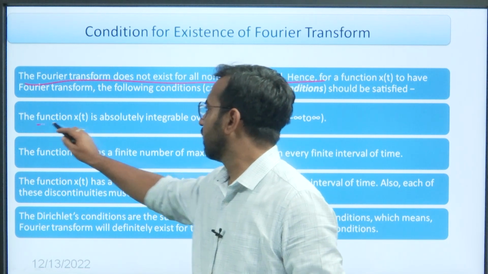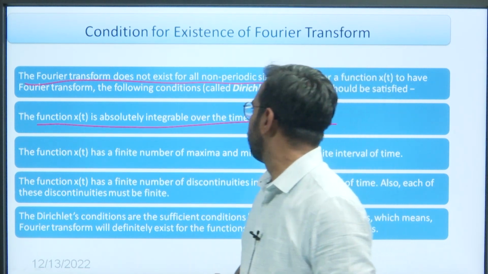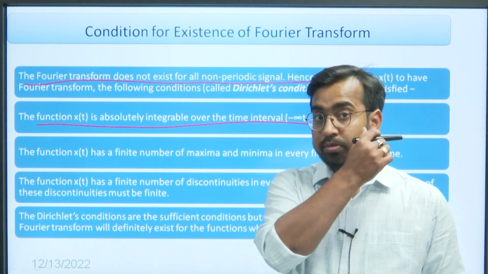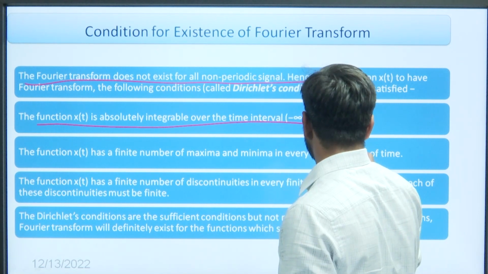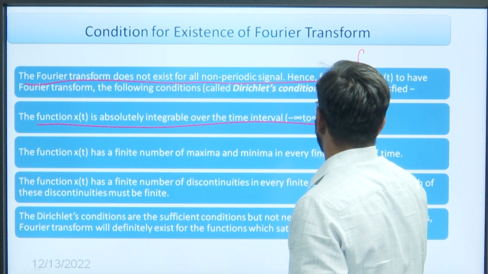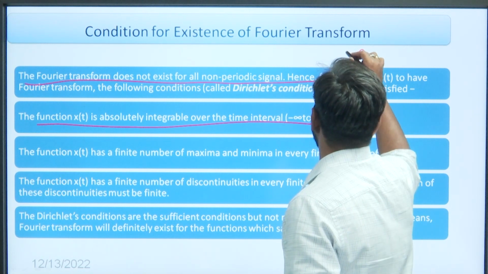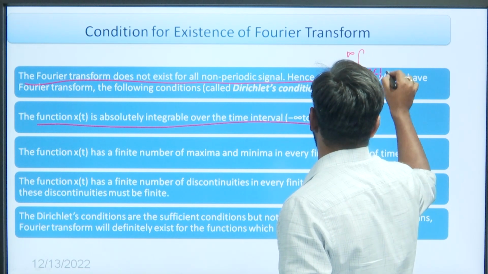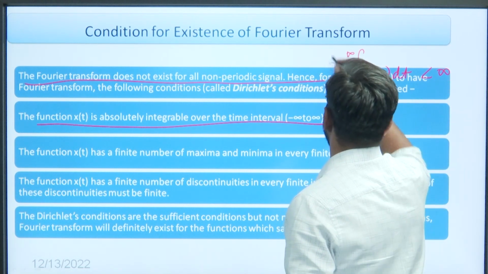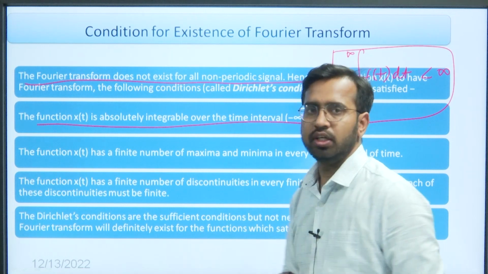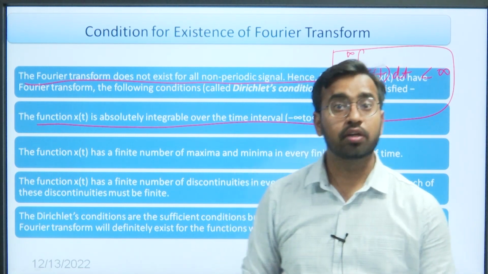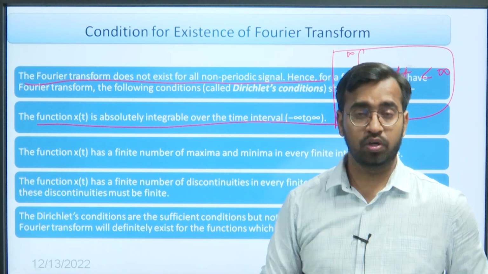The function x(t) is absolutely integrable over the time interval. This is the first condition. What do we mean by absolutely integrable? If a function gives a finite value on integrating it, then we can say it is an example of an absolutely integrable function.